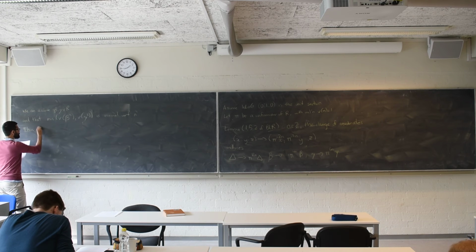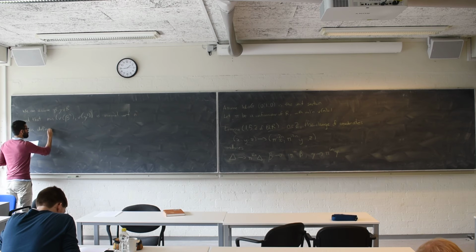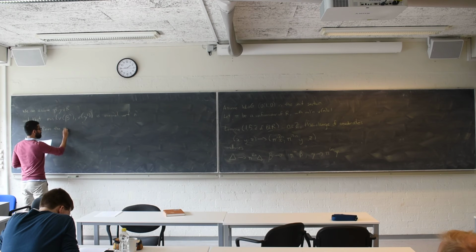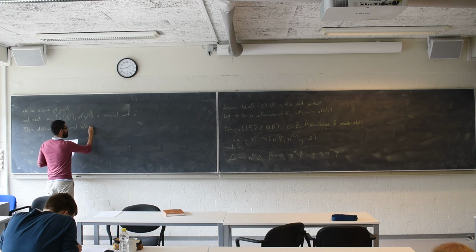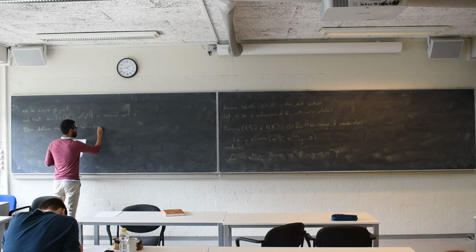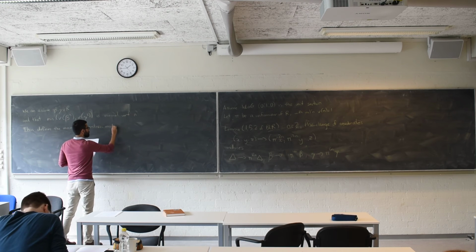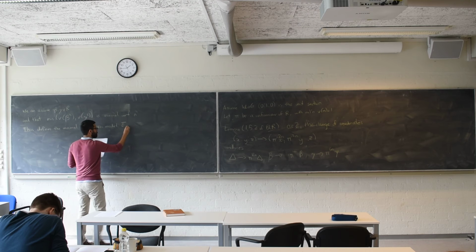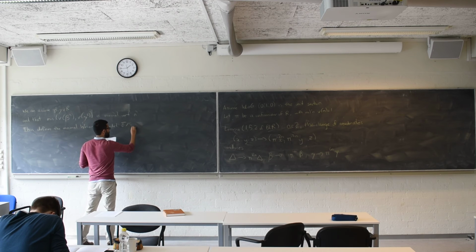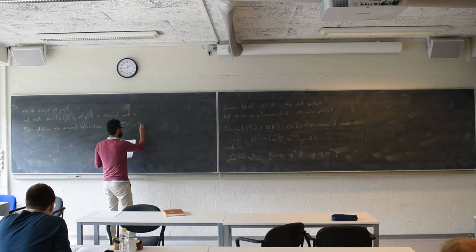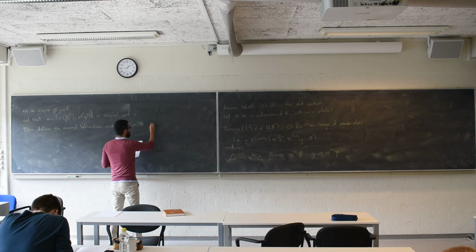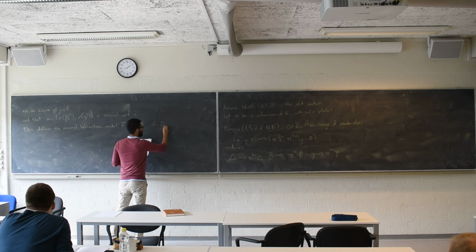So this defines the minimal Weierstrass model E bar over Spec R of E_K over K. This is defined over R because we've chosen the coordinates such that this holds.